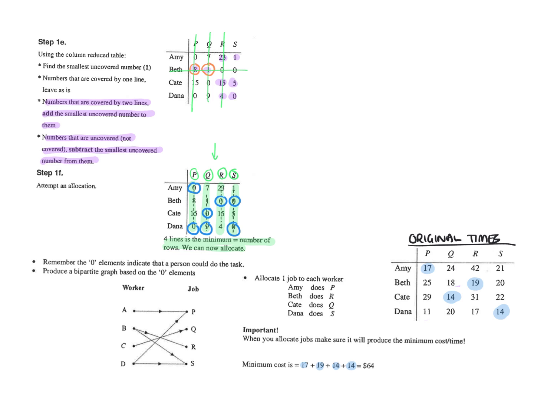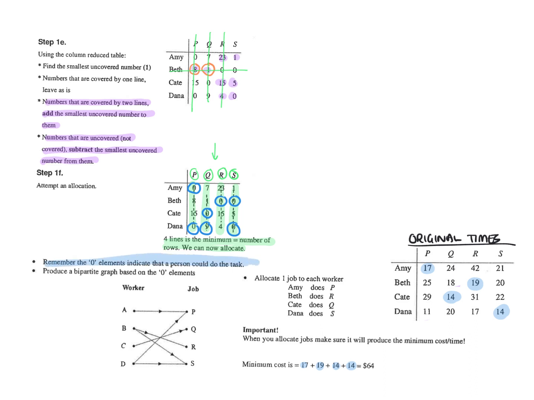you circle round the zeros. So you can see in the blue there, I'm circling, there's a 0 in Amy, 2 0 in the Beth row, 1 in Kate, and 3 in Dana. So what that does, a 0 indicates that the person is a person that could do that task.